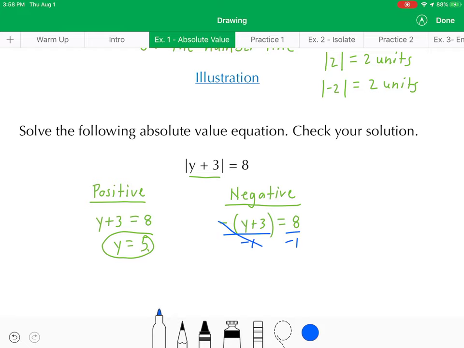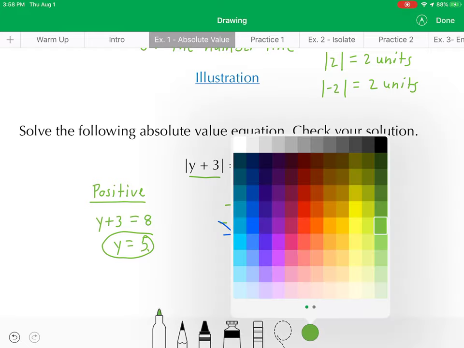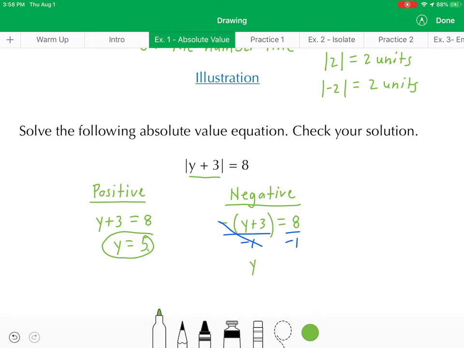And that's going to wipe those out. And it'll take me here to y plus 3 equals negative 8. Subtract 3 over, and I get negative 11. Check that. If you plug negative 11 back in for y in the original equation, negative 11 plus 3 would give you negative 8, and the absolute value of negative 8 is in fact 8 as well.